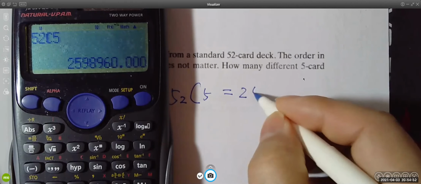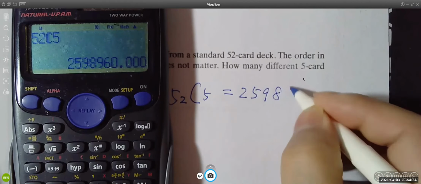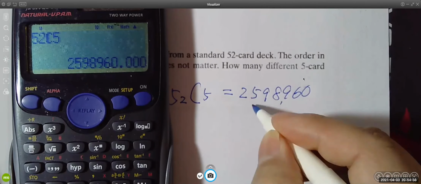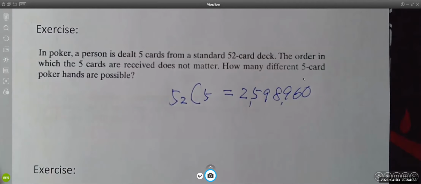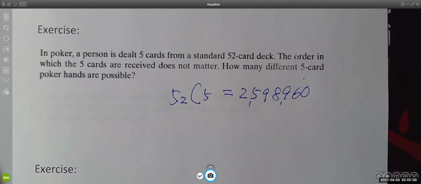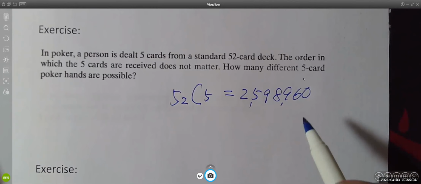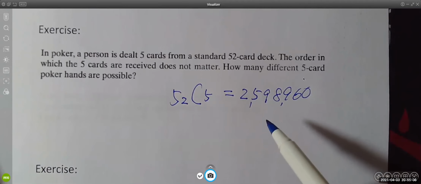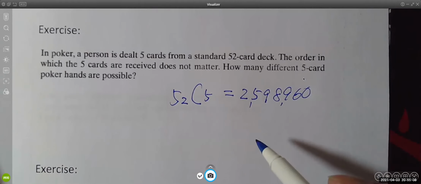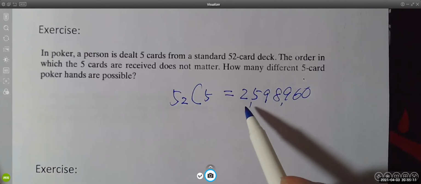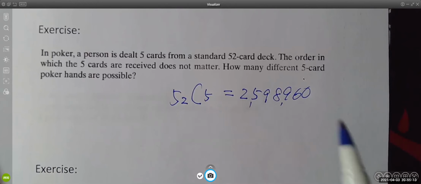Let me copy it. 2,598,960. What is that? A little bit more than 2.5 million different 5-card hands. Imagine a poker player and a lot of calculation in his or her head. There's more than 2.5 million different 5-card hands.